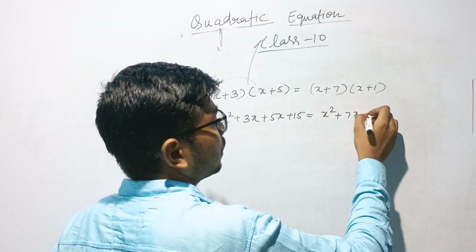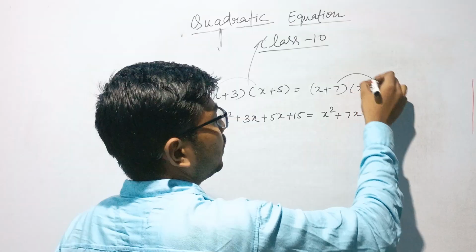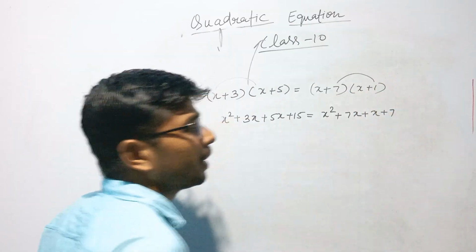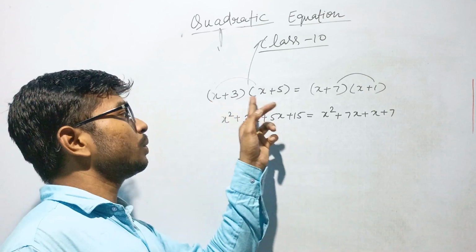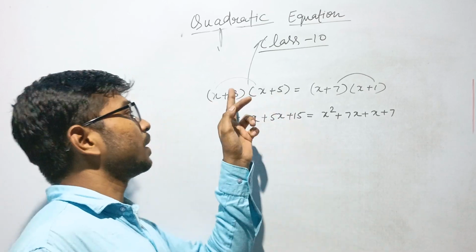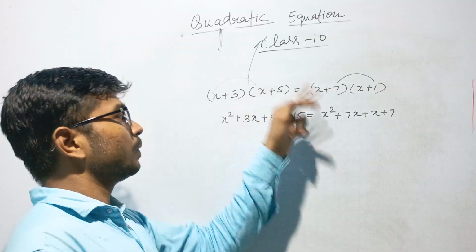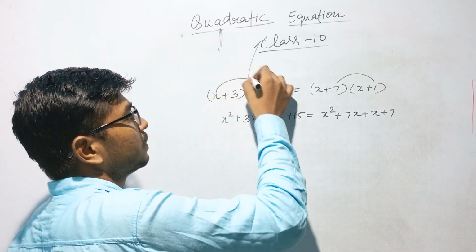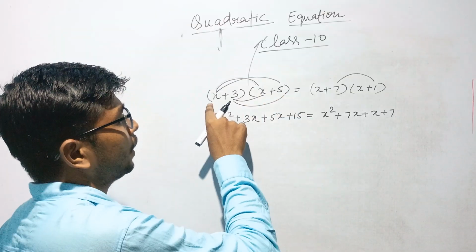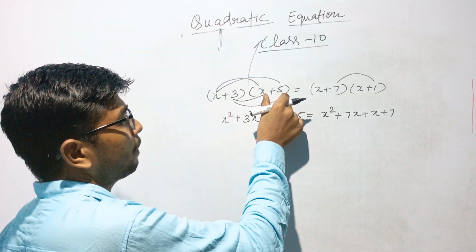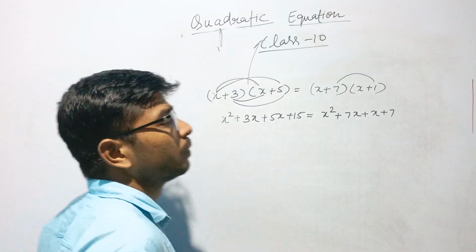x into 1 is x, 7 into 1 is 7. Okay, we know the process of how to multiply: the first term with both of the two terms, then the second one again with the others, right? This one with this, similarly this with this. So if there is this type of bracket, we will get 4 terms.